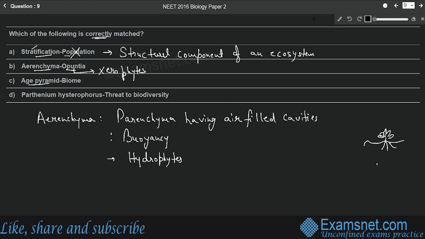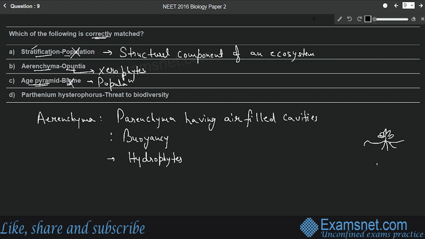Now in the third one, age pyramid is matched with biome. So age pyramid is a type of representation of age of a population in the form of a pyramid. So this is related to population, not biome. So this is also not a correct match.